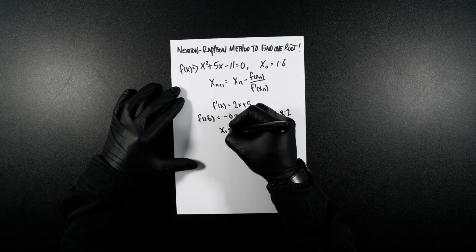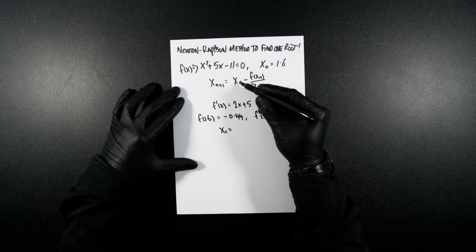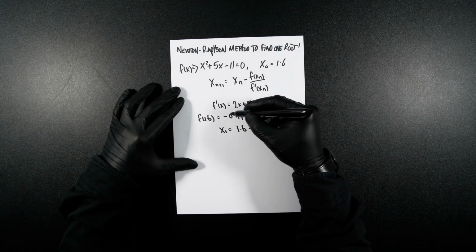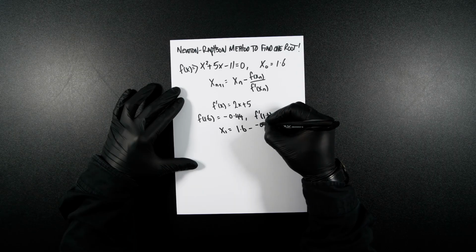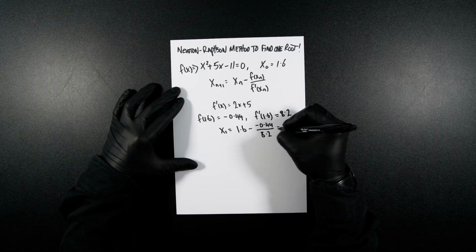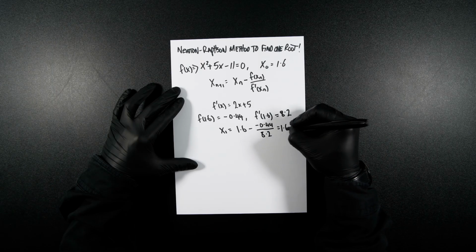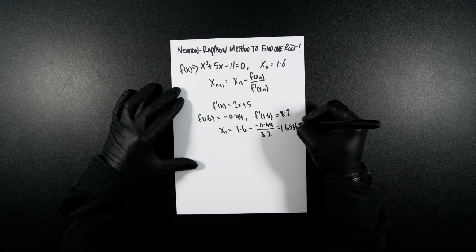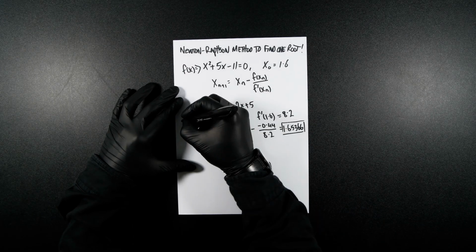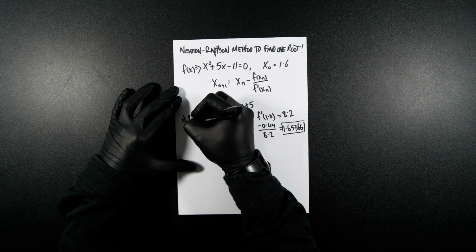So x1 would equal x_n, which is x0, 1.6, minus the function value, which is minus 0.44, all divided by 8.2. So we're going to get 1.65366. That is the first. Let's call this iteration 1.